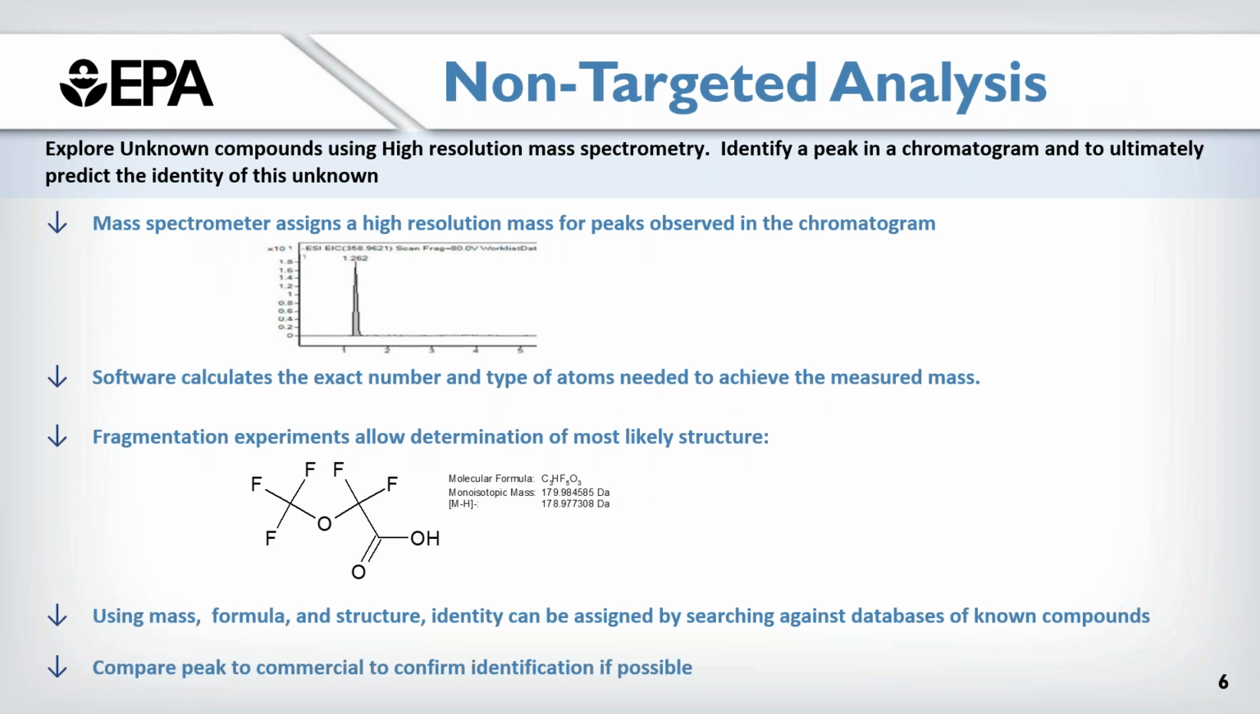Here's kind of a cartoon describing this process. So the mass spectrometer, essentially, you got a peak from your readout. You can use software to calculate the exact number and the types of atoms needed to achieve that mass. Then you use the mass spec to break that compound apart, and then you analyze that product from that breaking process. Those two pieces of the puzzle can help a really well-experienced, well-trained analyst put the pieces of the puzzle back together to take a pretty good shot at identifying what that unknown is in the sample. And again, you want to compare that peak to a commercial standard when and where you can.